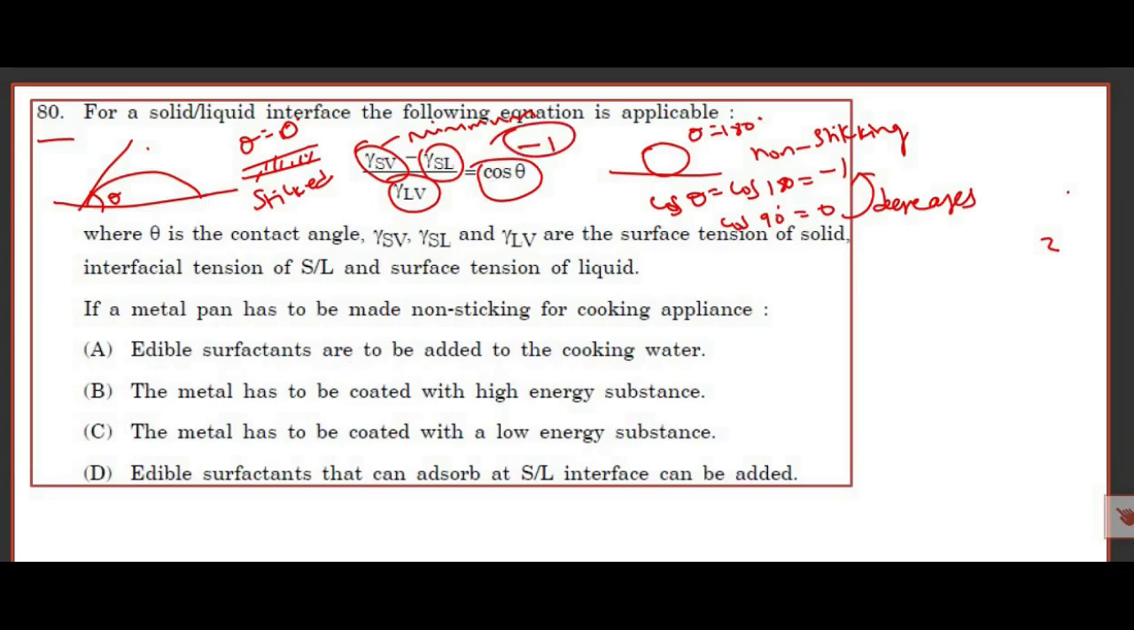Hence here option C is correct, because the metal has to be coated with a low energy substance. If mu SV is minimum, it means the value of cos theta is minus 1. So cos theta equal to minus 1 means it is a low energy. Option B is wrong, and option A and D are wrong. Option C is correct according to the given equation.